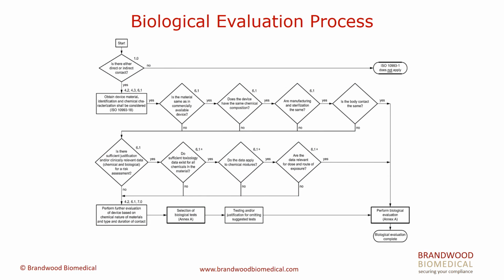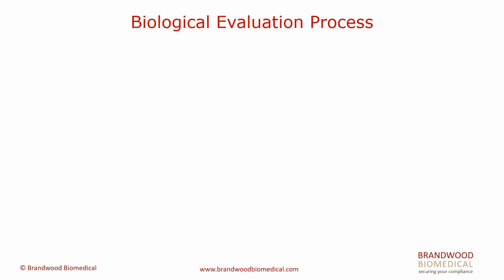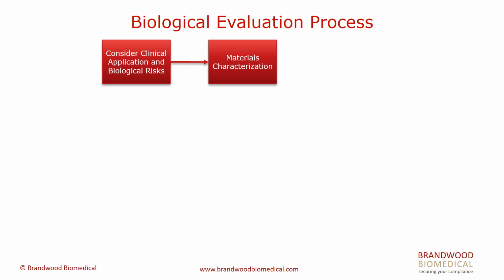Now, this biological evaluation process is defined in this flowchart from part 1. It's a fairly complex looking flowchart, so here's a simplified version of that flowchart. It begins with considering the clinical application of the device and the associated biological risks as set out in the table A1. We conduct materials characterization, understand the device, and then we consider what the existing data are.